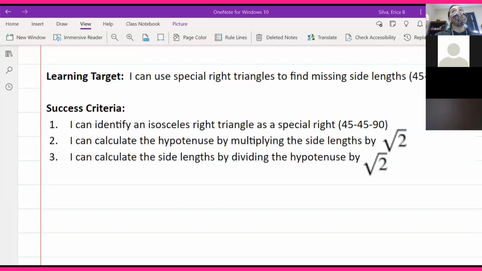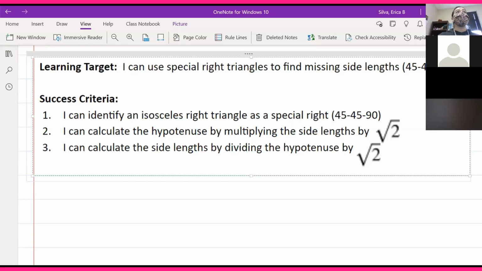between the sizes of the triangles when they had 45, 45, and 90 degrees, which is an isosceles right. So they said, well, if there's a triangle that has two sides that are exactly equal and it's a right triangle, then this is a relationship that they have. So instead of using the Pythagorean theorem for all triangles, we can use this one shortcut.